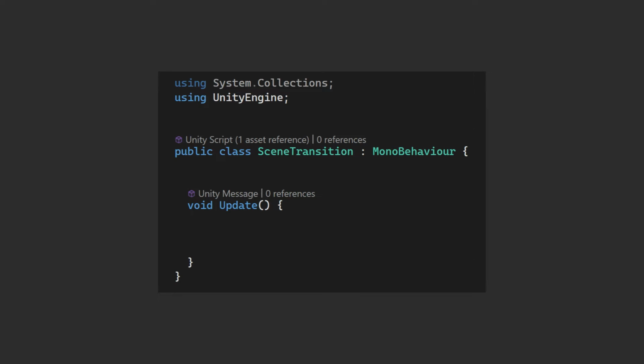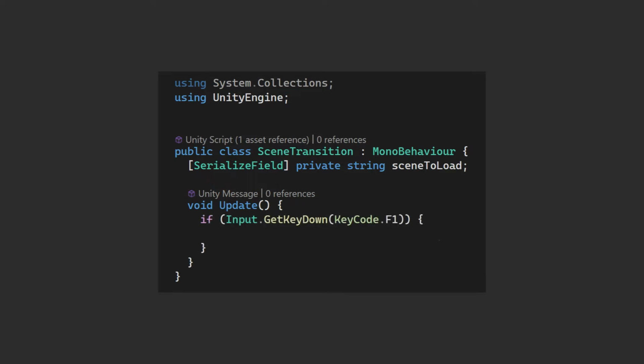Now in the script, we'll start off with the basic code for changing scenes. We'll need a variable scene to load to specify which scene we're loading next. Then in the update method, we'll simply check for pressing F1 using Input.GetKeyDown, and when this happens, we'll call SceneManager.LoadScene and pass in our scene string to determine which scene to load. In order to use the Scene Manager, you need to make sure you've imported it by including the using UnityEngine.SceneManagement.